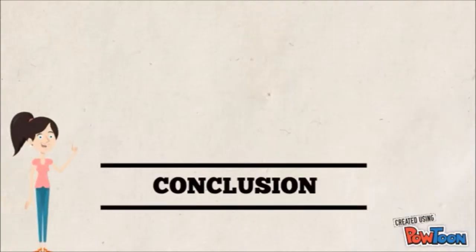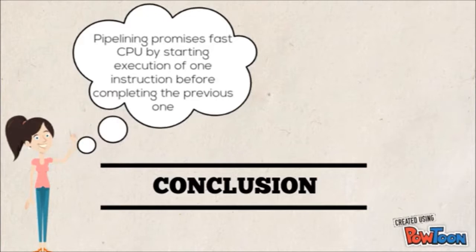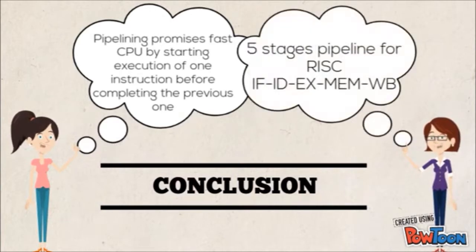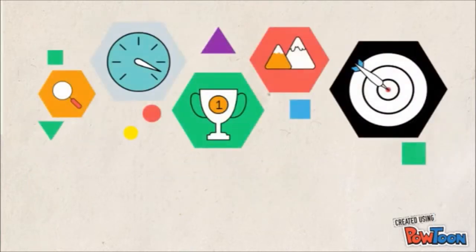In conclusion, pipelining promises a fast CPU by starting execution of one instruction before completing the previous one. And there are 5 stages of pipeline for RISC, which are IF, ID, EX, MEM, and WB.